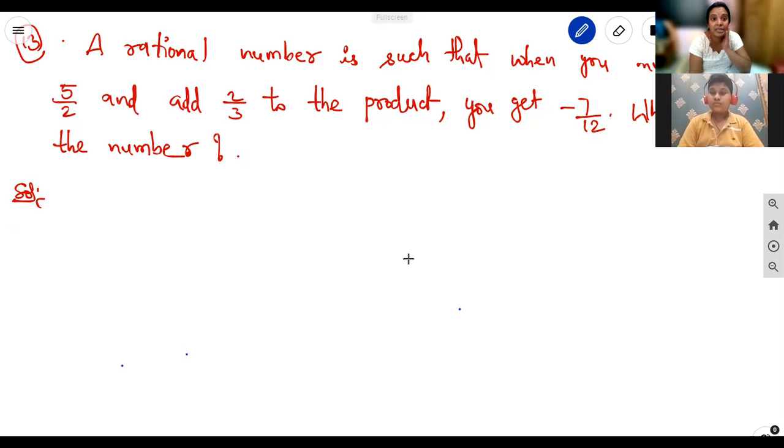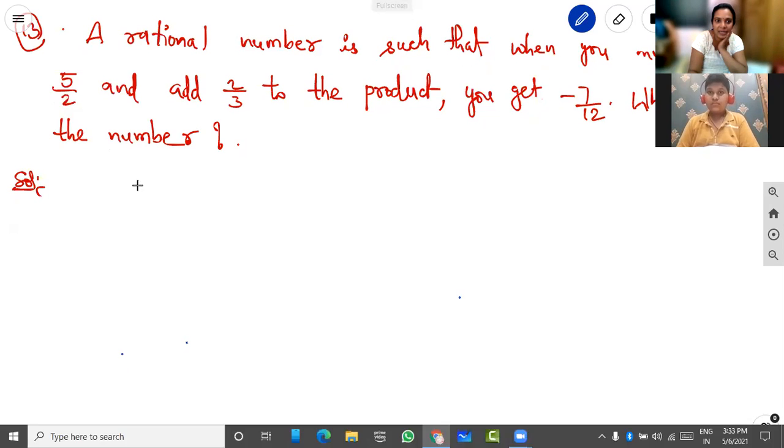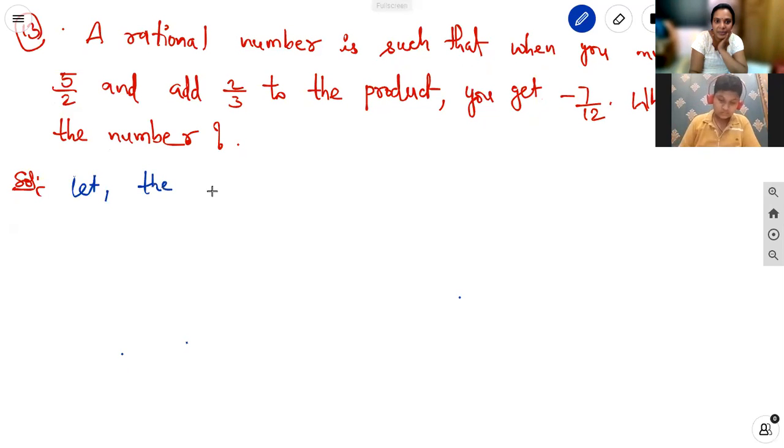Continuation, the 13th problem. A rational number is such that when you multiply it by 5 by 2 and add 2 by 3 to the product, you get minus 7 by 12. What is the number? First, let the rational number be x, since we don't know what the number is.